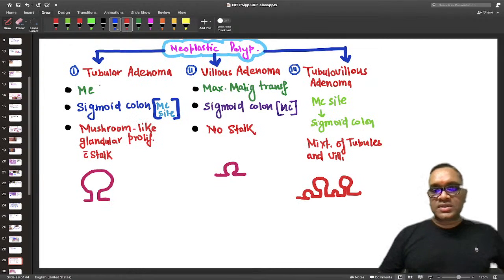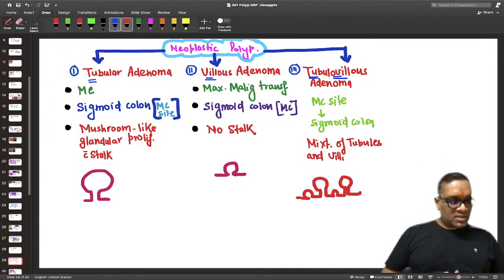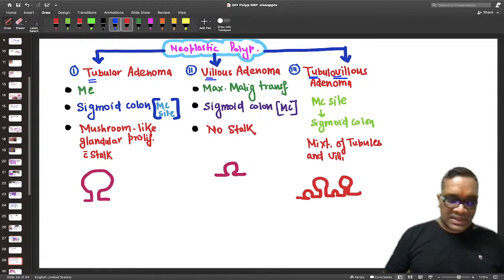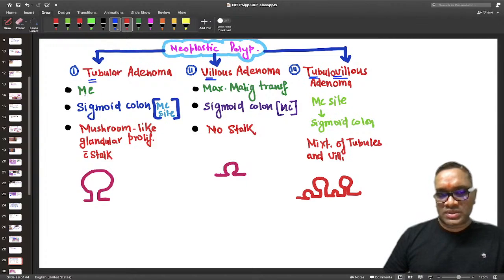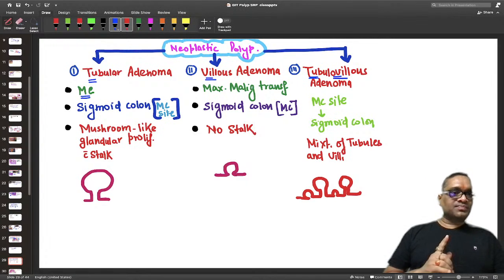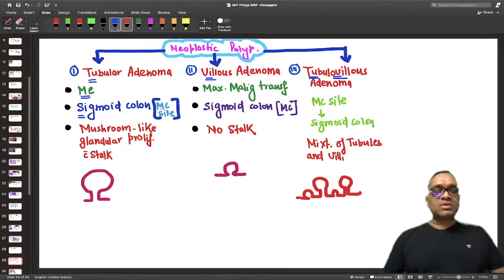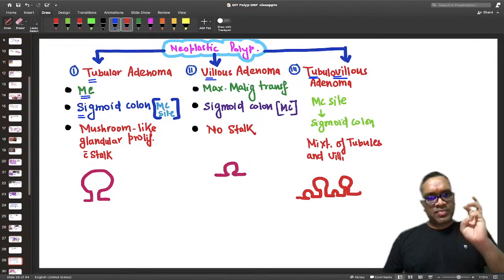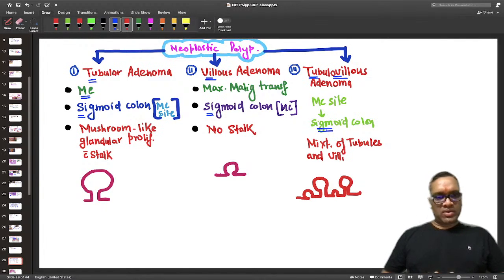So now you can see there are three types of the polyp: tubular adenoma, villus adenoma, and tubulovillus adenoma, right? So now in this case, what I have shown you is the most common type of the adenoma, and the common site is also the sigmoid colon. So most common site is the sigmoid colon. For all of these adenomatous polyps, tubular, villus and tubulovillus, the most common site is the sigmoid colon, right?